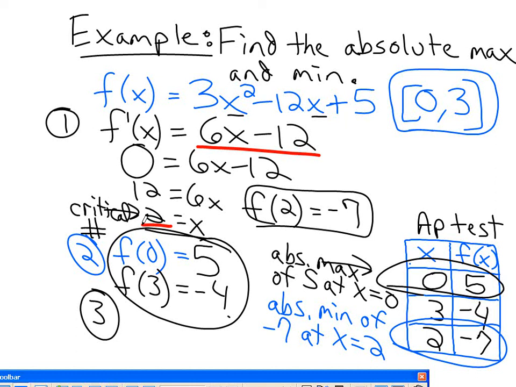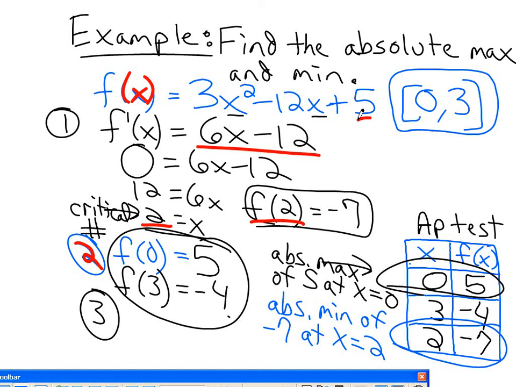So then we plug the 2 into the function, right here. And we find out that f of 2 equals -7. So we just keep that in mind. Then we try our endpoints. That's step number 2. I plugged in f of 0, and I got 5. We can tell that pretty easily. And then I plugged in 3, and I got -4.